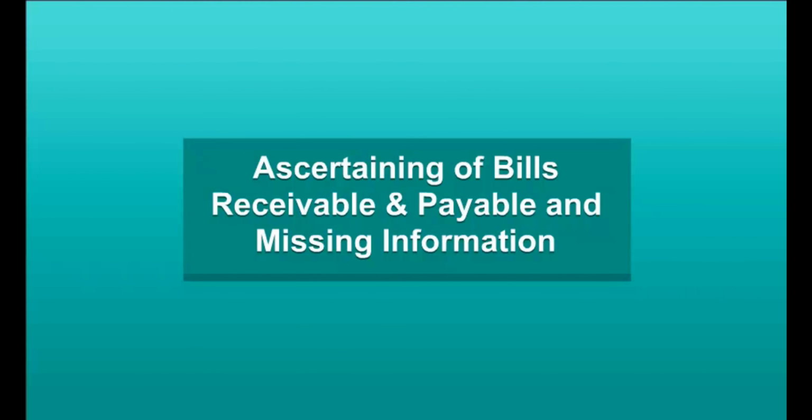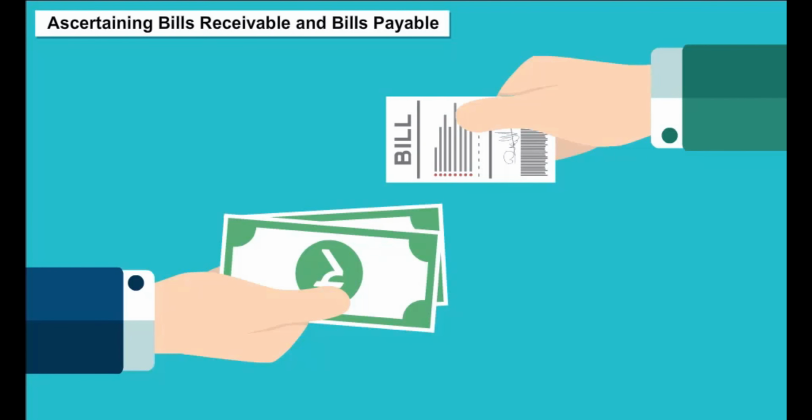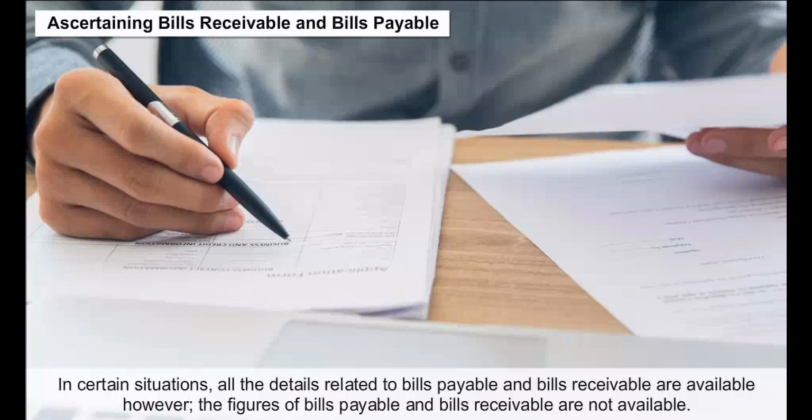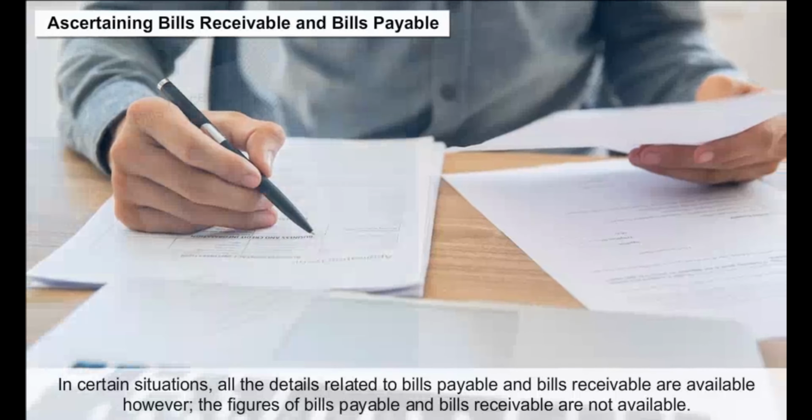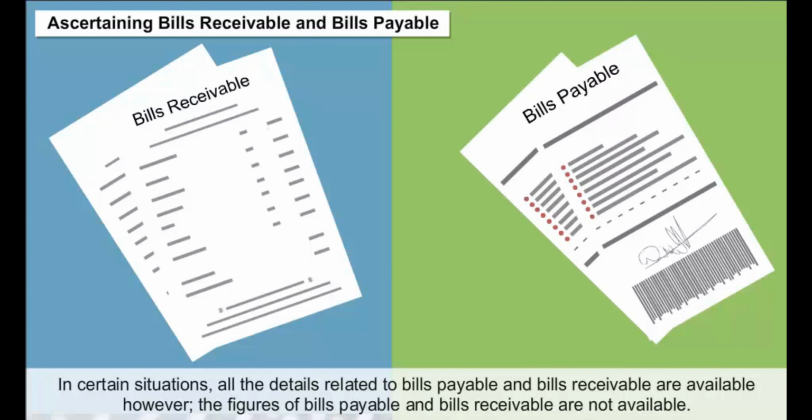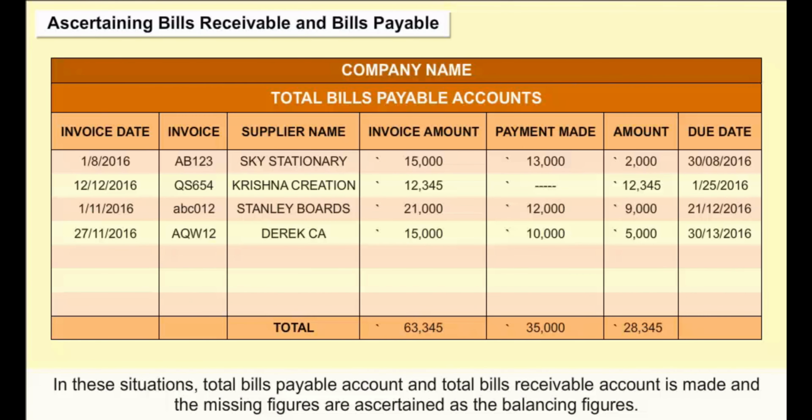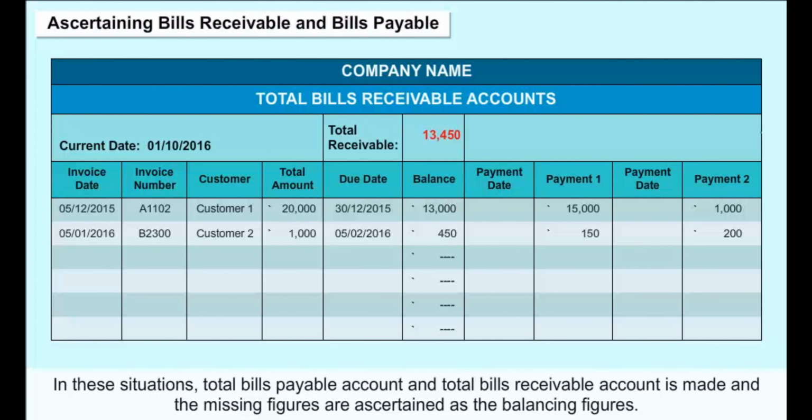Ascertaining of bills receivable and payable and missing information. Ascertaining bills receivable and bills payable. In certain situations, all the details related to bills payable and bills receivable are available. However, at times the figures of bills payable and bills receivable are not available. In these situations, total bills payable account and total bills receivable account is made and the missing figures are ascertained as the balancing figures.